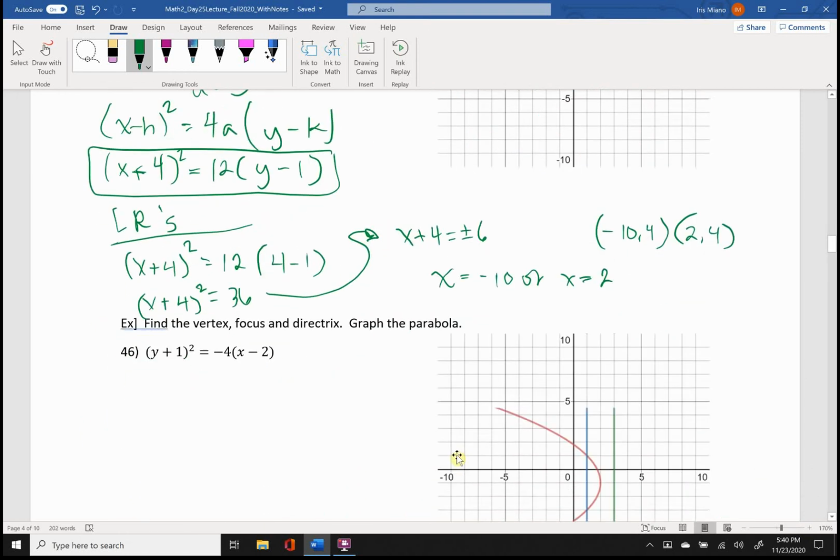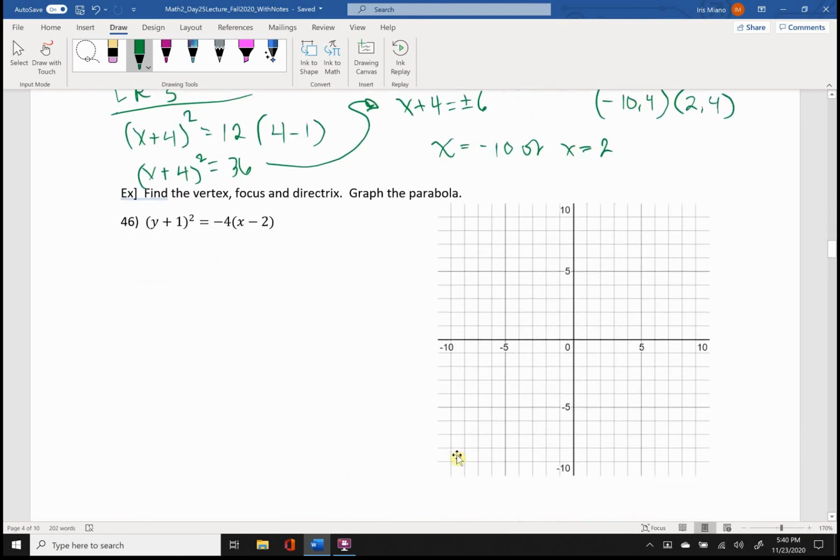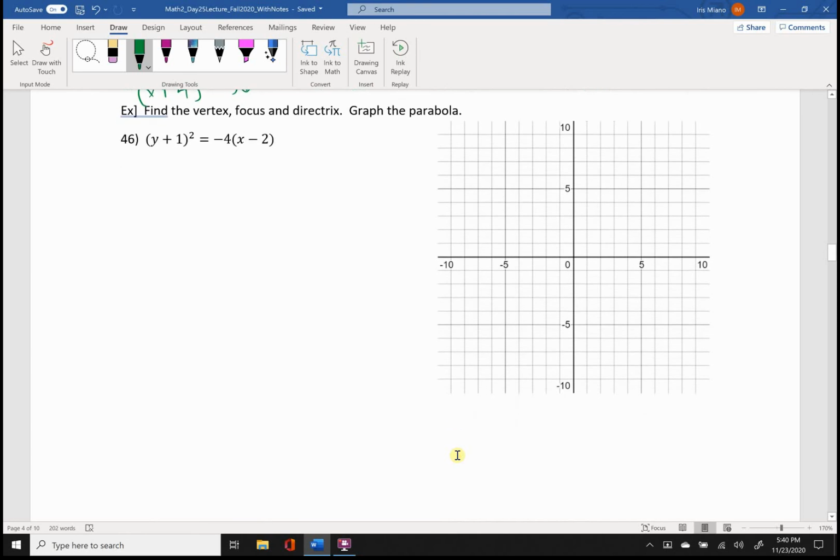Okay, let's do 2 more in this section, and then we're going to talk about ellipses. So in the next one, we are given the equation of the parabola, and it's our job to find the vertex, focus, the directrix, and to graph the parabola.